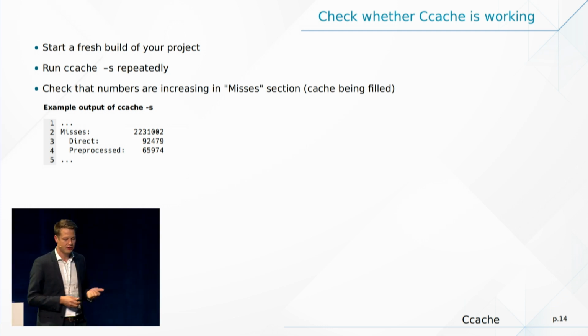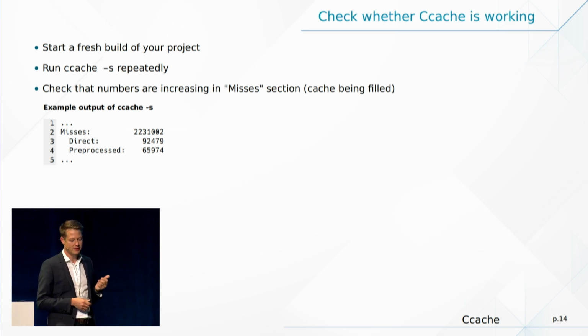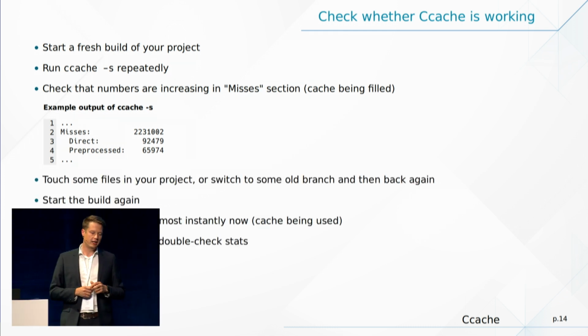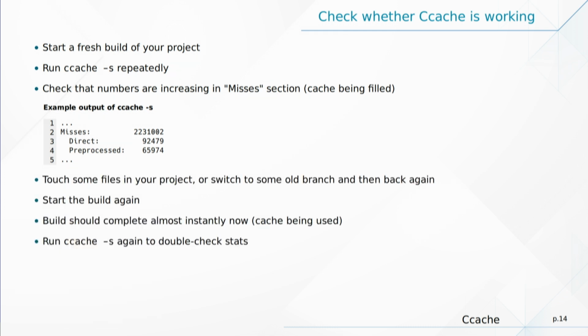How do we check whether CCache is working? We start a fresh build of our project. We run ccache -s repeatedly. -s gives you an output of how many hits we had in the cache, how many times we were able to pull out one of the artifacts from the cache. And then we touch some file in our project or switch to some old branch, try to build again, and now the build should actually be almost instant, right?